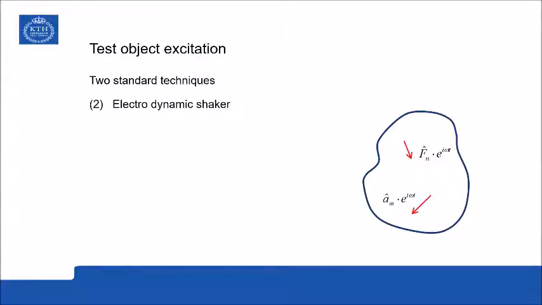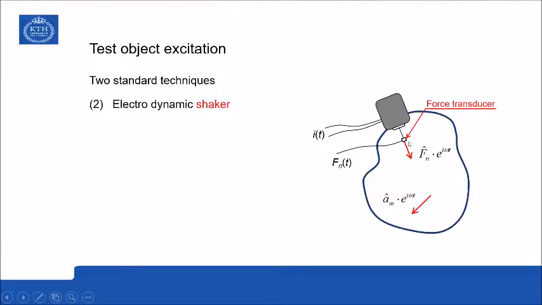The second standard technique is to use an electrodynamic shaker. So in principle, it's like a loudspeaker. So you have a coil and a magnetic part in here that is connected to the shaker table here. And the shaker table here is connected to the force transducer via this stinger, the push rod, the stinger, as it's called.